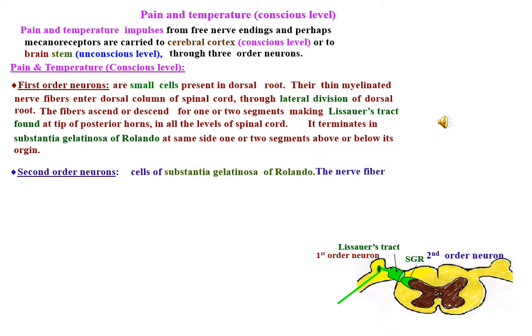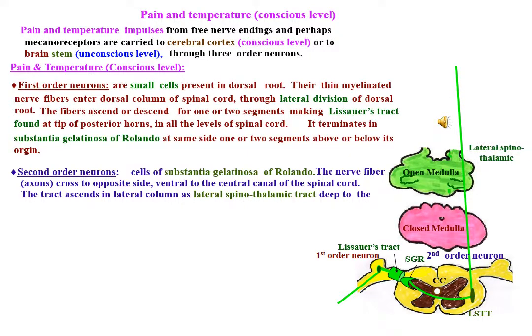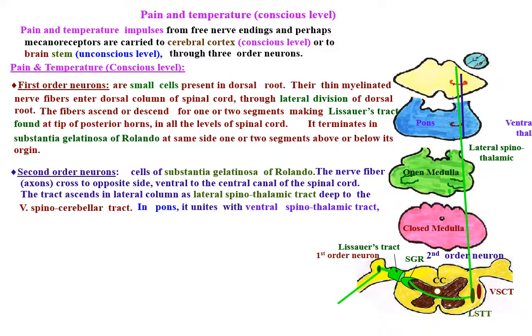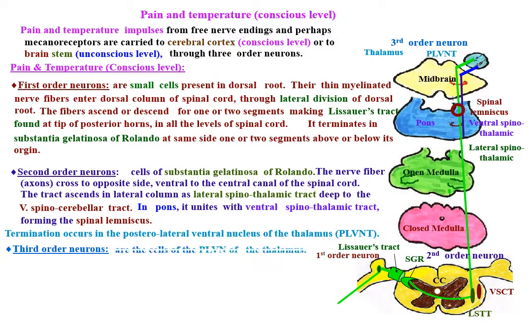Second-order neurons are the cells of the substantia gelatinosa of Rolando. The nerve fibers cross to the opposite side, ventral to the central canal of the spinal cord. The tract then ascends in the lateral column of the spinal cord as the lateral spinothalamic tract, deep to the ventral spinocerebellar tract. In the pons, however, it unites with the ventral spinothalamic tract, forming the spinal lemniscus. Termination occurs in the posterolateral ventral nucleus of the thalamus. Third-order neurons are the cells of the posterolateral ventral nucleus of the thalamus.